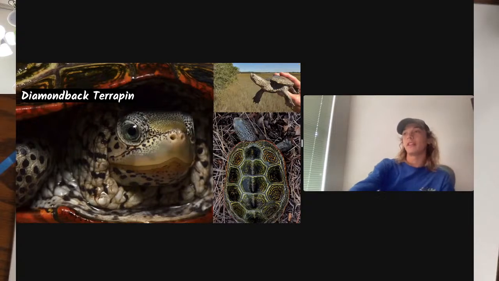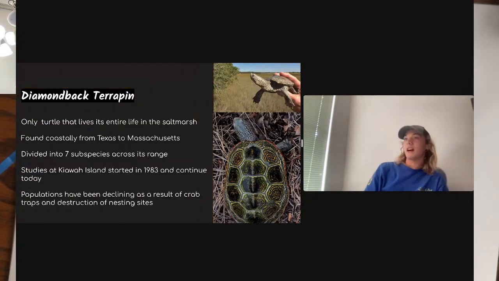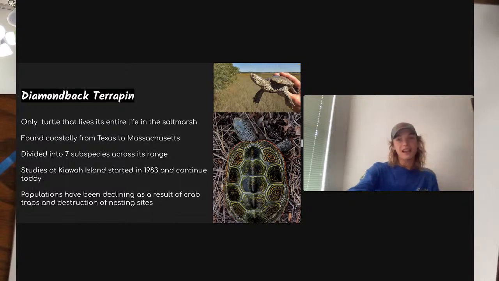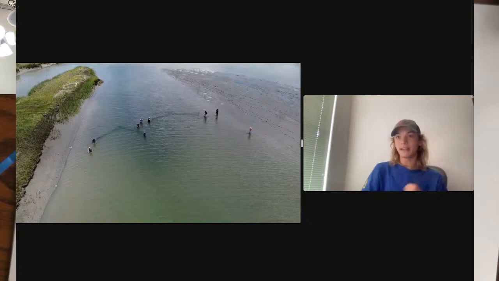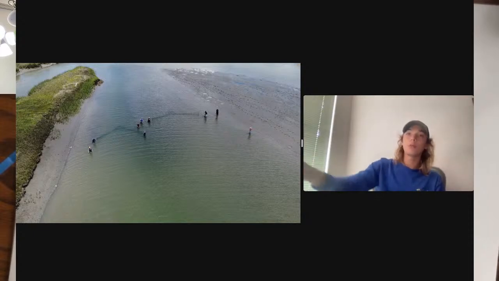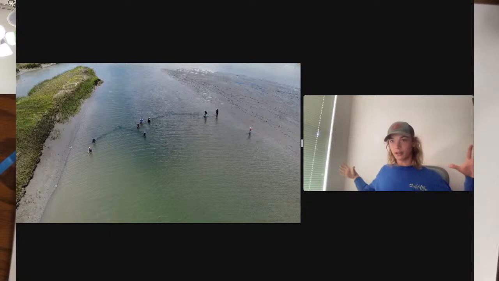Surveying started in 1983. It's the only turtle that lives its entire life in the salt marsh. They're found from Texas to Massachusetts and broken up over 7 subspecies. Their populations have been declining due to crab traps and destruction of nesting sites. But to catch these turtles, we drag these big seine nets through the water. And once there's 2 more nets on the south side of this creek, we sandwich towards each other and then pull up on the big sandbar.